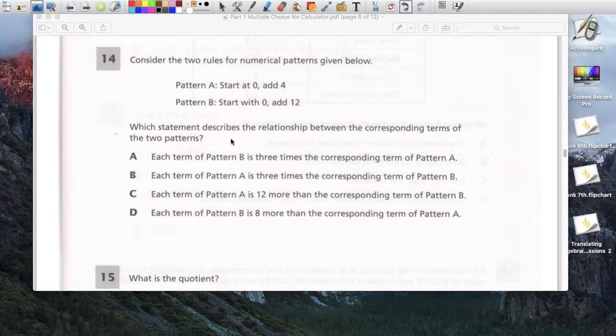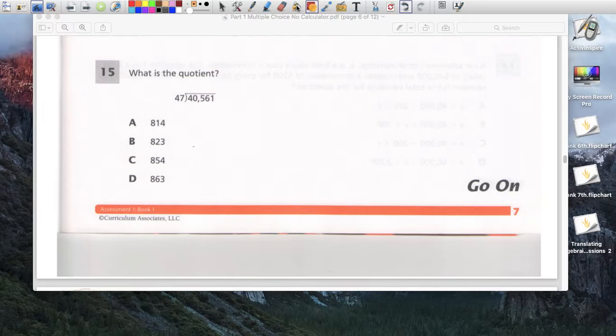15. What is the quotient? So let's divide. Ignore what I said before when I said you could use a calculator. I'd much rather you don't, because this is probably going to be on day one questions. We don't use a calculator. So 47 does not go into 4 or 40. Into 45, it goes 8 times. 47 times 8, would that work? I think 8 works.